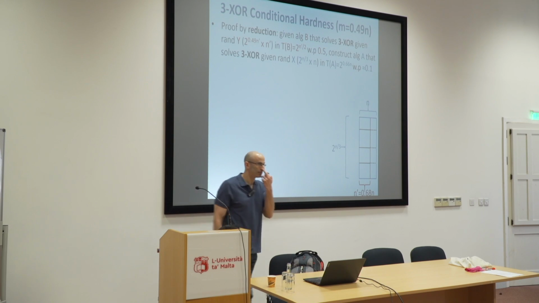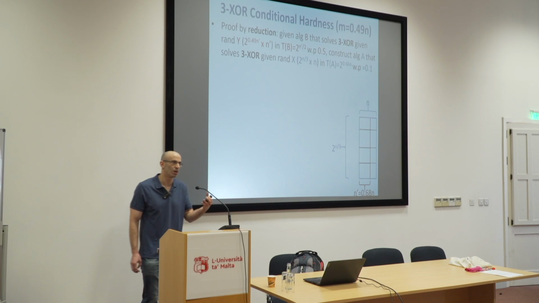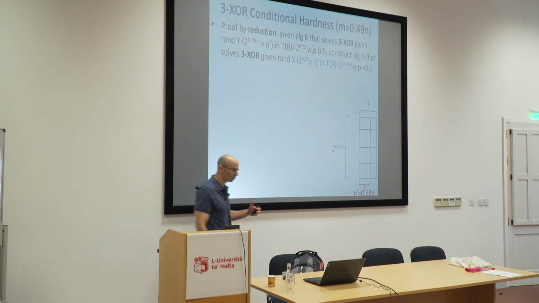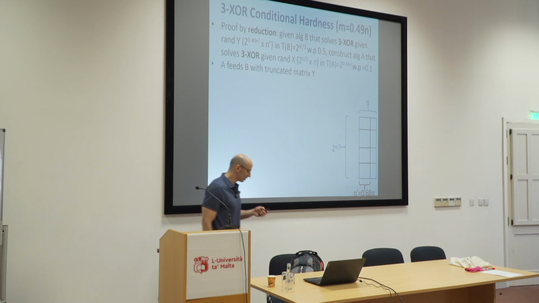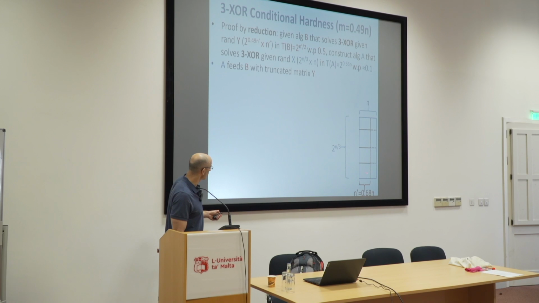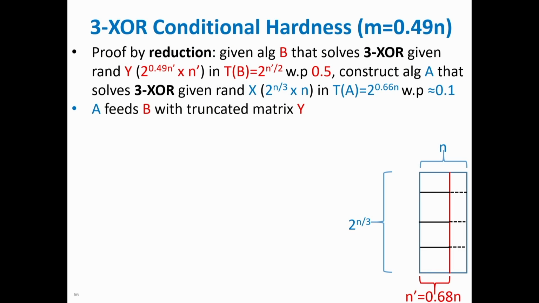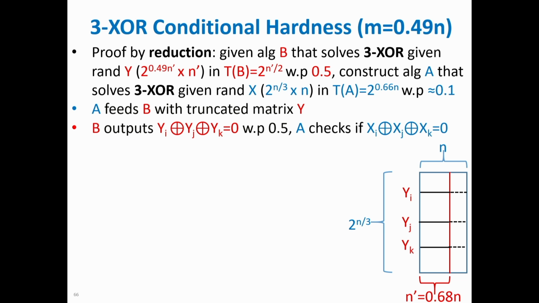Now, how does the algorithm A work? We still want to solve the sparse instance using the algorithm B for the dense instance. So A is going to truncate these, it's only going to leave n prime columns of this matrix, which is 0.68n. So we have this truncated matrix. We want to feed it to B. And now B gives us 3 rows on the thinner matrix that XOR to 0.